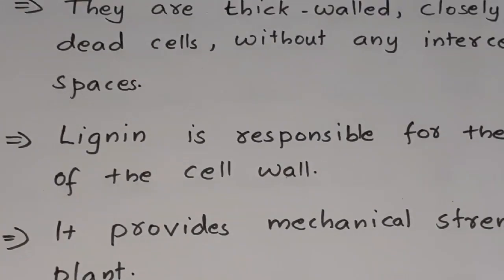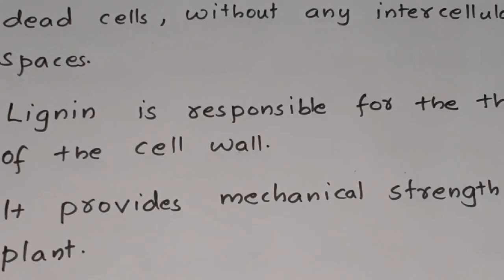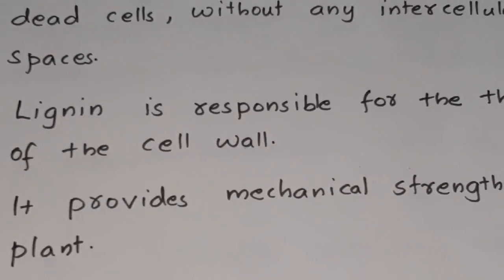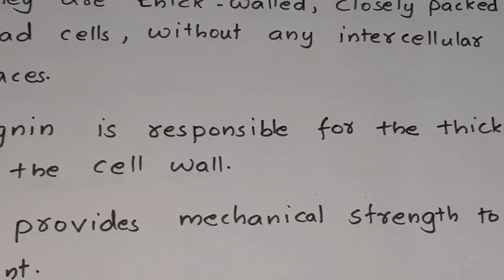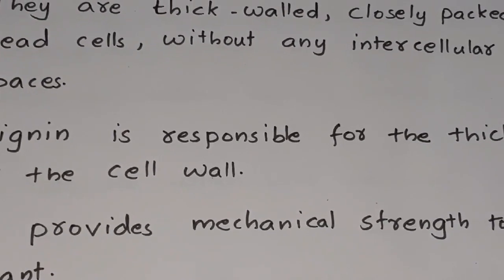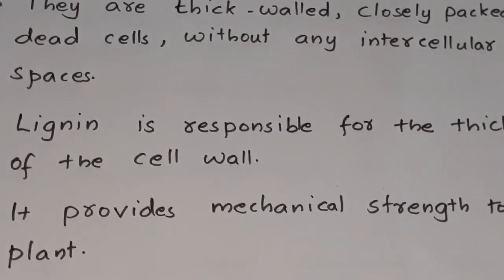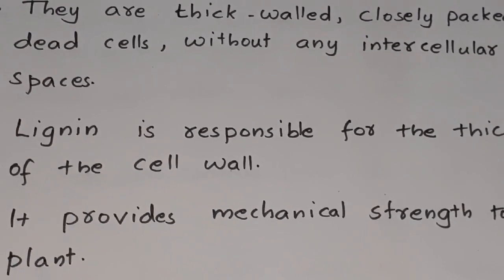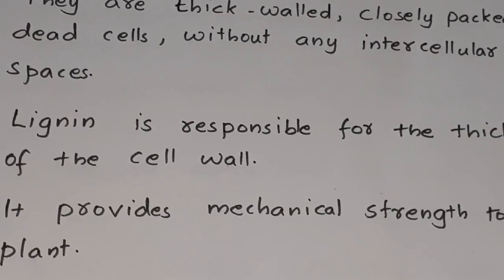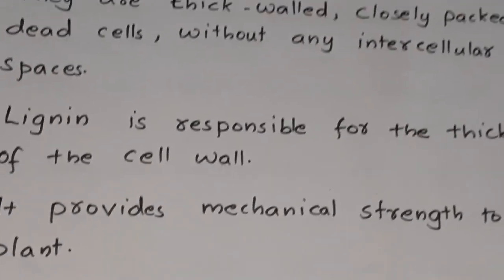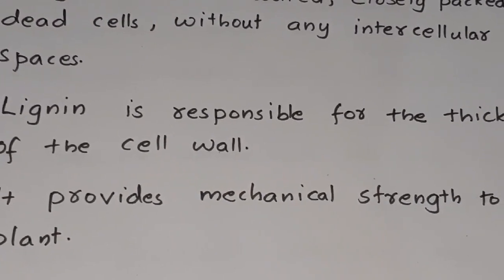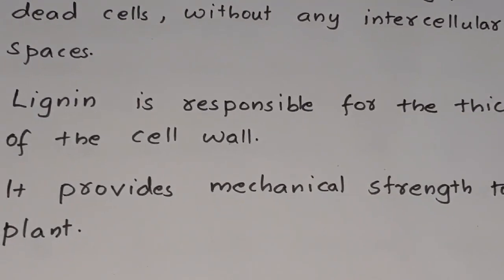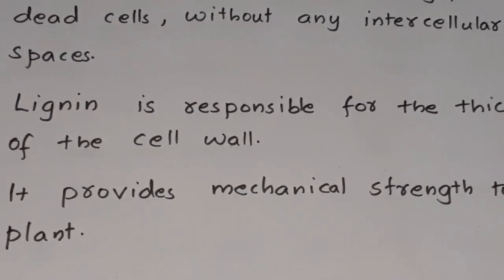Now, the second point: lignin is responsible for the thickness of the plant cell wall. You know that it's a group of tissue, and tissue means a group of cells. So these cells are connected to each other, pasted together with the help of a gum. That gum's name is lignin. Lignin is responsible for the thickness of the cell wall. It provides mechanical strength to the plant. So this is a function of sclerenchyma.